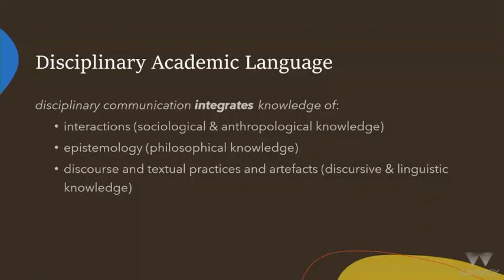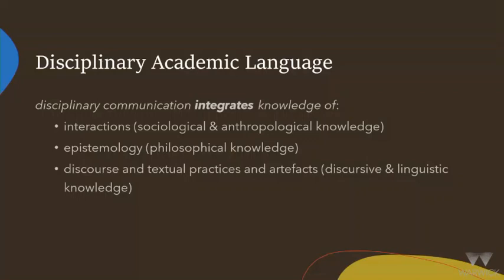Secondly, it involves understanding the epistemology of the disciplinary community, which includes the characteristics of the specialist knowledge of the discipline, how knowledge is created and validated through the discipline's research methodologies, and their theoretical underpinnings, which involve types of philosophical knowledge. And thirdly, in the area that we're most familiar with, it involves the discourse and textual practices and artefacts of the disciplinary community, such as its use of genre, text types, elements of cohesion, coherence, syntax, grammar, lexis, all of which fall within the areas of discursive and linguistic knowledge.